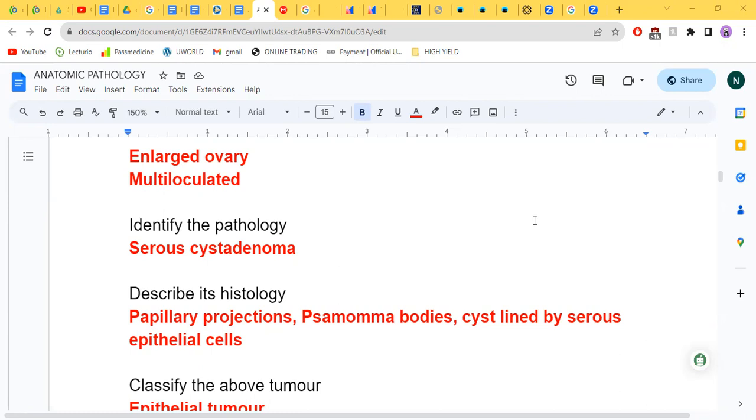Grape-like vesicle, this is for hydatid mole. Yes, it's also hydatid mole. Grape-like vesicles, hydatid mole. You'll see that on imaging, ultrasound and all that. So does anybody have an idea of why this is serous and not mucinous? I'll just put them in the chat.